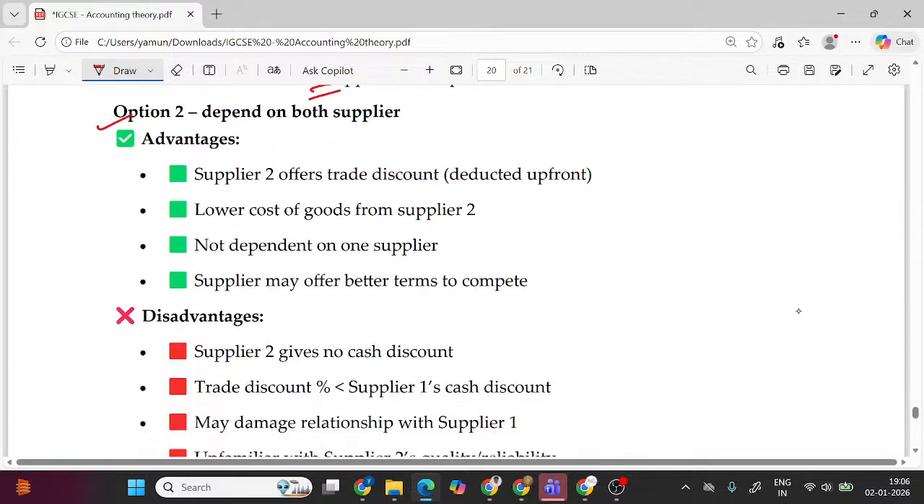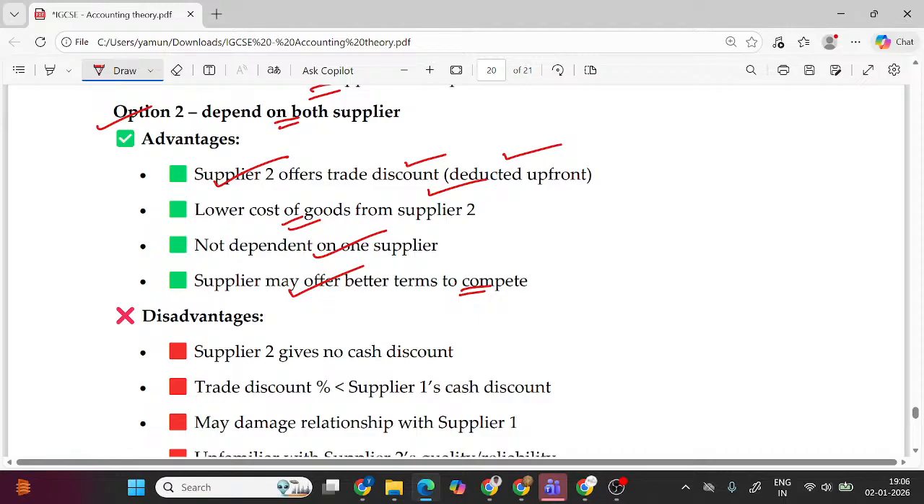Then we can go for option 2, depending on both suppliers. Supplier 2 offers a trade discount, so it is given upfront. That's right, lower cost of goods from supplier 2. Not dependent on one supplier. You're depending on both suppliers, so suppliers have to offer better terms to compete. Obviously, suppliers will try to do that.